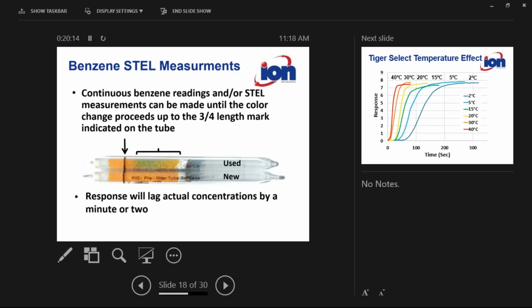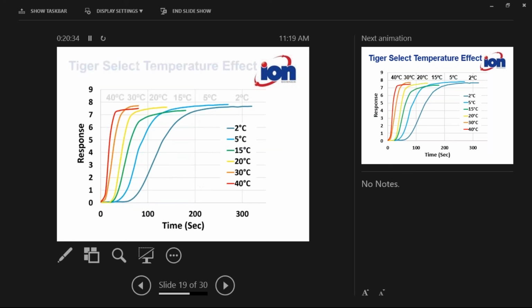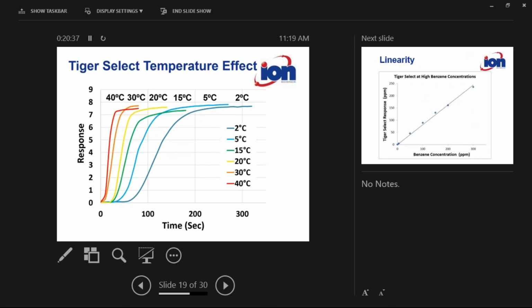So the readings will lag the actual concentrations by a minute or two as the benzene works its way through. The benzene doesn't go straight through. There is some absorption, and that's why we need to wait for the 2 minutes to make the measurements, as I'll show here. Depending on the temperature, if you have 40 degrees C, which is about 104 degrees Fahrenheit, you get a pretty quick response, and you could be done in about a minute.